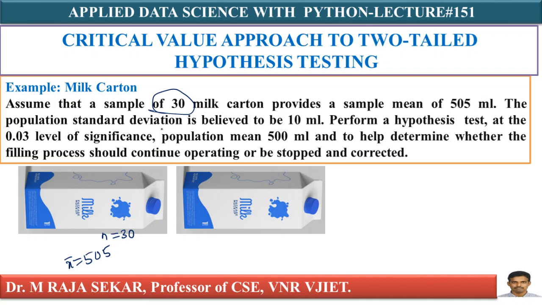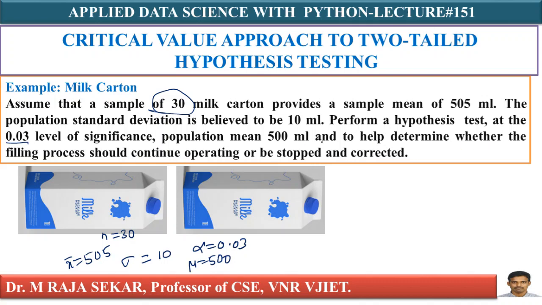The population standard deviation, that is sigma. What is my sigma value? Population standard deviation is 10 ml. Perform the hypothesis test at 0.03 level of significance. My alpha value is 0.03. Population mean is 500 ml, therefore mu equal to 500 ml. And help to determine whether the filling process is working properly, this I already discussed.